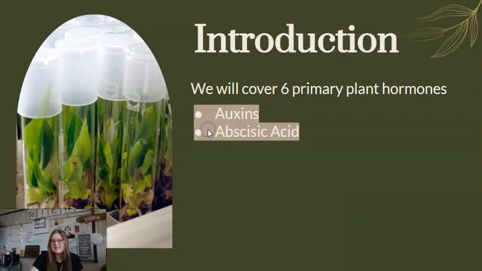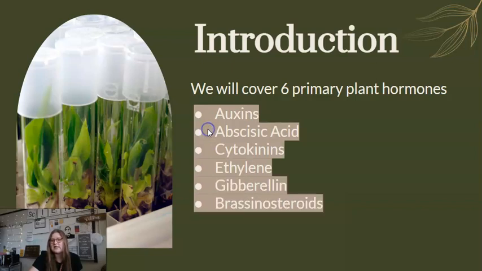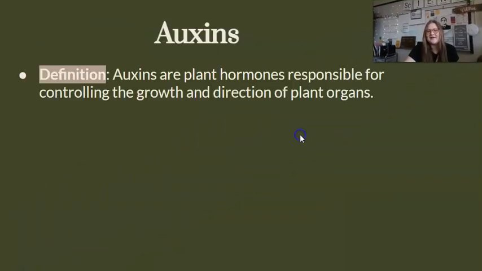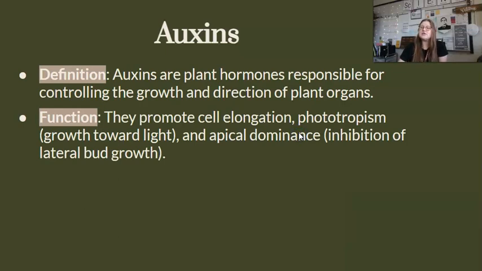We will talk about auxins, abscisic acid, cytokinins, ethylene, gibberellin, and brassinosteroids. So first, let's talk about auxins. Auxins are plant hormones responsible for controlling the growth and direction of plant organs. They promote cell elongation, phototropism, which we will talk about more in depth in another lesson, but that's growth towards light, and apical dominance, which is the inhibition of lateral bud growth. Apical is going to be like the tip, and lateral is going to be off to the side. So auxins say we want to grow up.